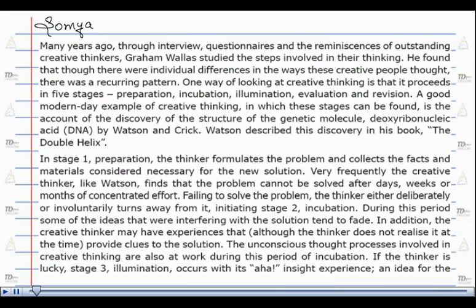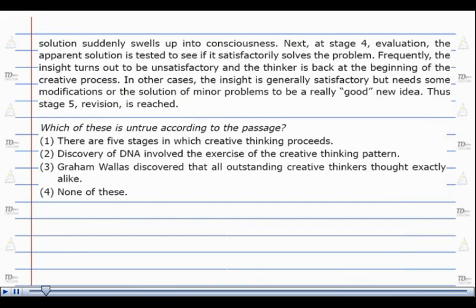The question: which of these is untrue according to the passage? Now for the solution, let us check out what the options are. Option number 1 says there are 5 stages in which creative thinking proceeds. This is absolutely true. In the second paragraph, those stages or steps have been explained. As you can clearly see, the last and 5th stage was revision, and therefore there were indeed 5 stages involved. Option number 1 is incorrect.